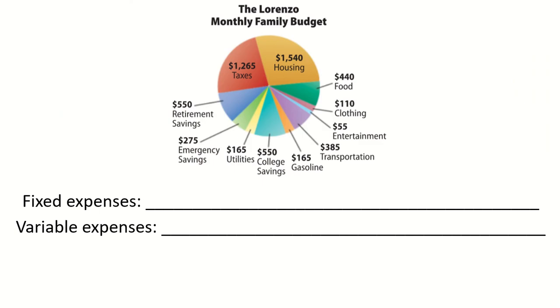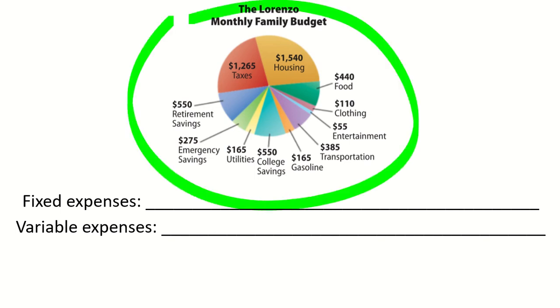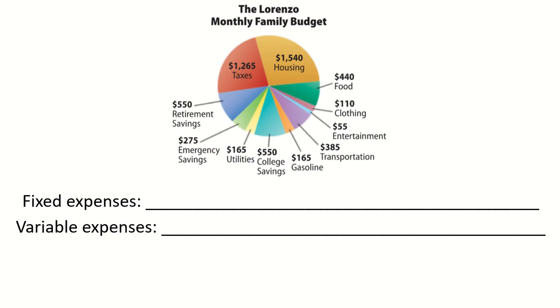Oh, before we do questions, actually, we've got two other vocabulary terms we need to go through. Again, this is relating to this Lorenzo family budget. Fixed expenses versus variable expenses. Remember, we just talked earlier that expenses is just money that's spending money. So what would fixed expenses mean? Fixed expenses means fixed spending. Categories that have fixed spending, that means spending that does not change.